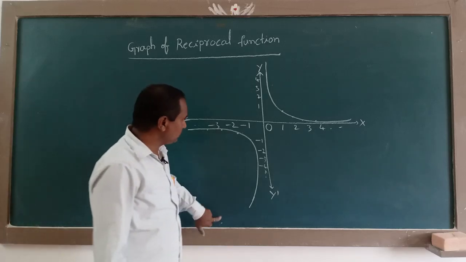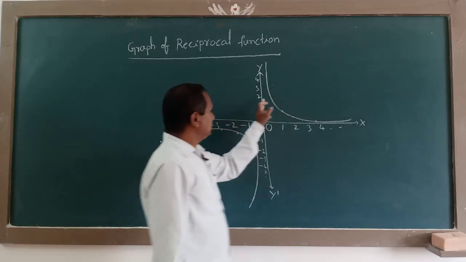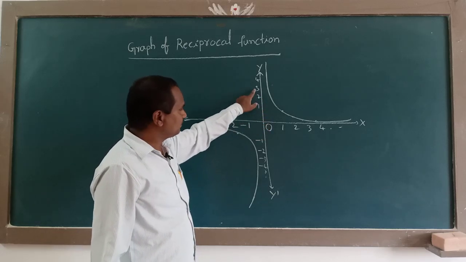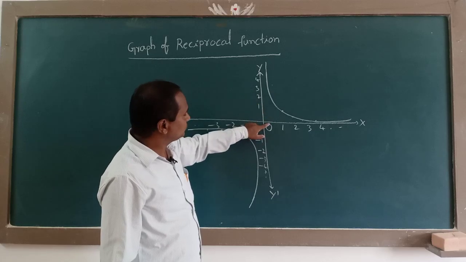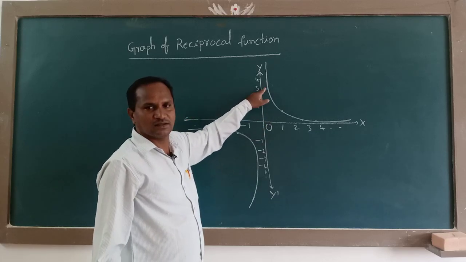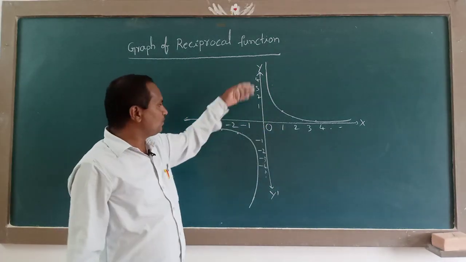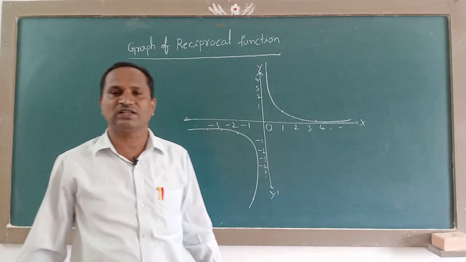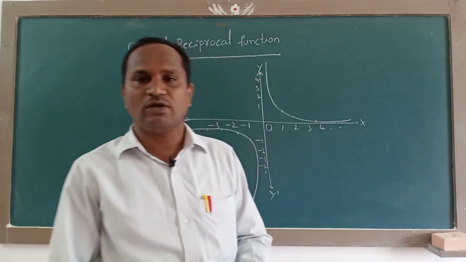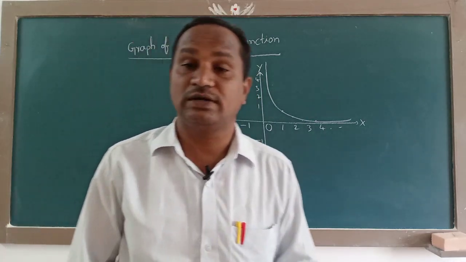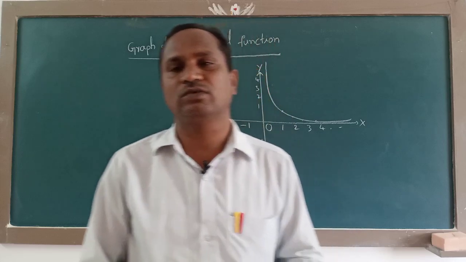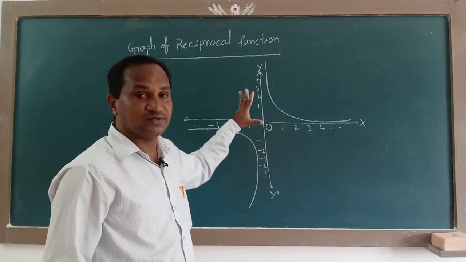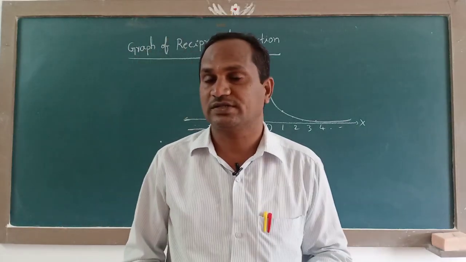This side is one curve and this side is one curve. These numbers also will come. 1 by 0.5 is 2. 1 by 0.33 is 3. 1 by 0.25 is 4. Like those numbers also will come here. Reciprocals of decimals, in that case also, will give some perfect numbers. Like that we have finished the graph of the reciprocal function.